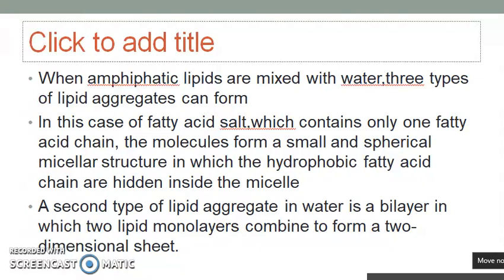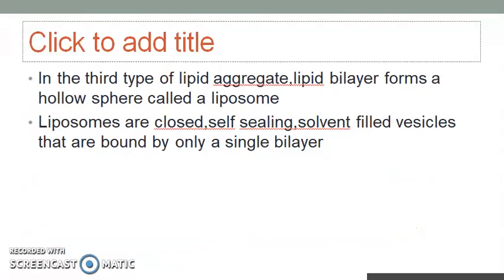Now, a second type of lipid aggregate in water is a bilayer, in which 2 lipid monolayers combine to form a 2-dimensional sheet. In the third type of lipid aggregate, the lipid bilayer forms a hollow sphere, which is called a liposome. Now, liposomes are closed, self-sealing solvent-filled vesicles which are bound by only a single bilayer.